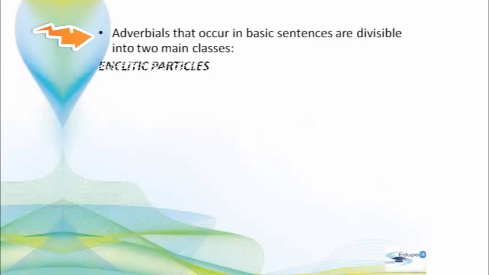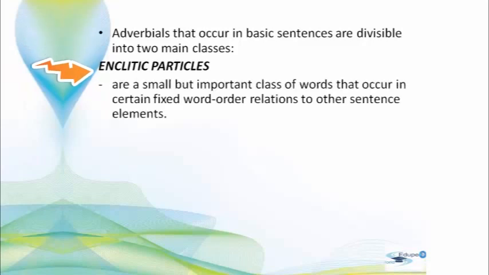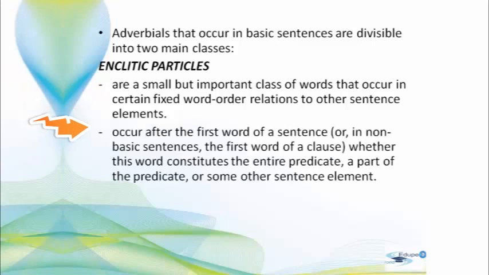Adverbials that occur in a basic sentence are divisible into two main classes. First, we have the enclitic particles. Enclitic particles are a small but important class of words that occur in a certain fixed word order relation to other sentence elements. They occur after the first word of a sentence, or in non-basic sentences, the first word of a clause, whether this word constitutes the entire predicate, a part of the predicate, or some other sentence element.